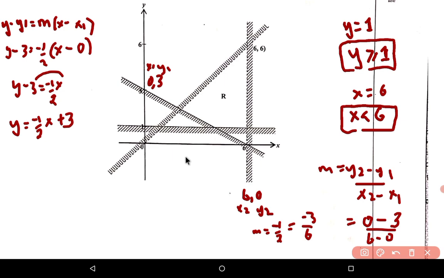Now we need to find out where they shade. We're going to use 0, 0 as our test point. Since we're using 0, 0 as our test point, we replace the x and the y value with 0. So that will be 0 is equal to 0 multiplied by this, so that will be 0 plus 3. So we have 0 is equal to 3.